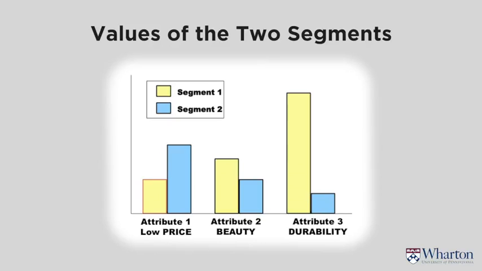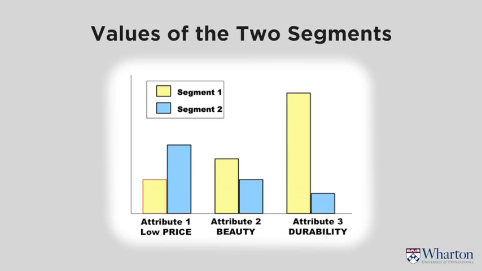On this graphic, you can see the yellow segment doesn't think price is that important. They don't care about whether or not it's a low price, but they do care about how attractive the tiles look, and they really care about how durable the tiles are. On the other hand, the blue segment cares a lot about the price. They want a low price. They don't really care that much about how it looks, and they don't care that much about how long the tiles last.